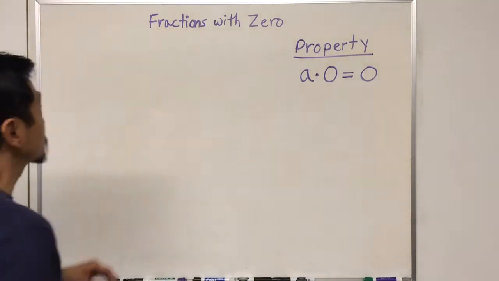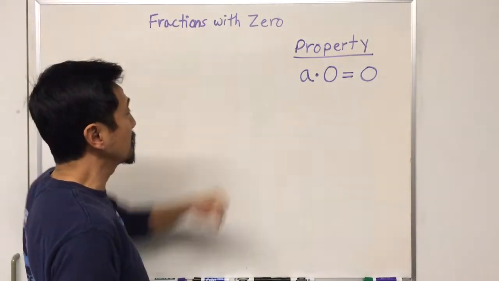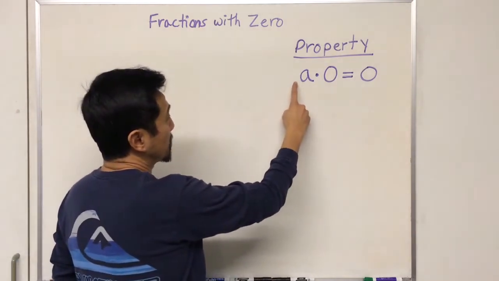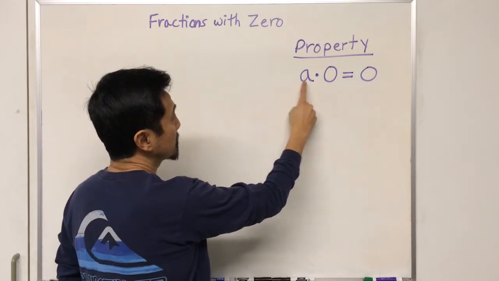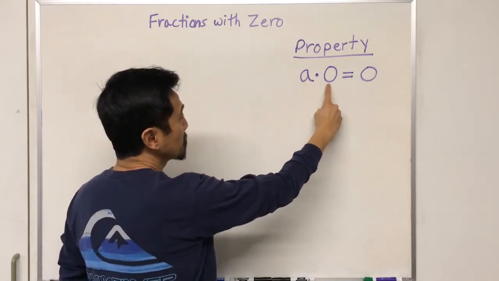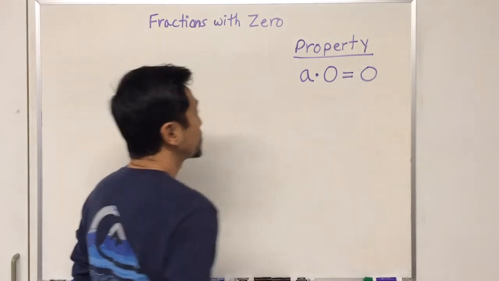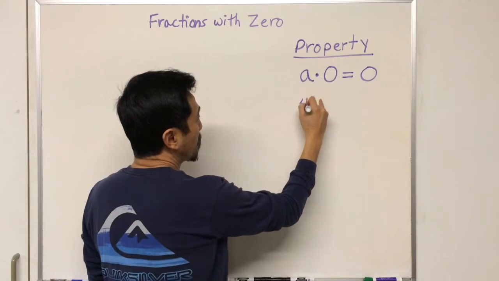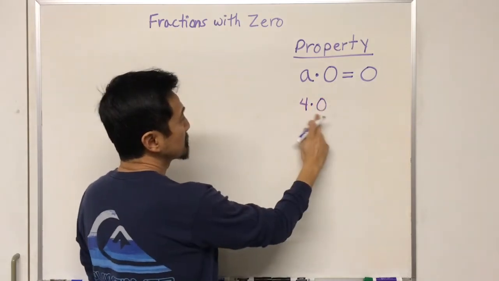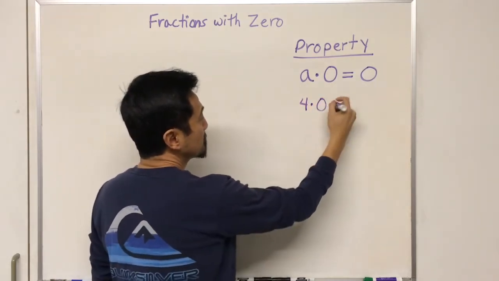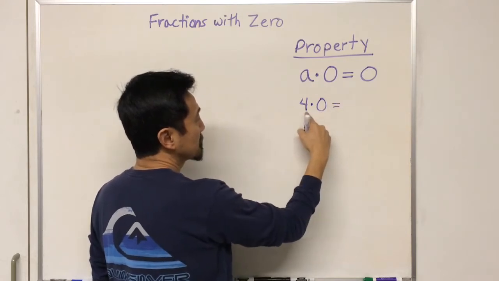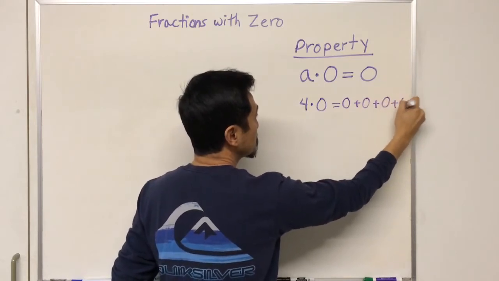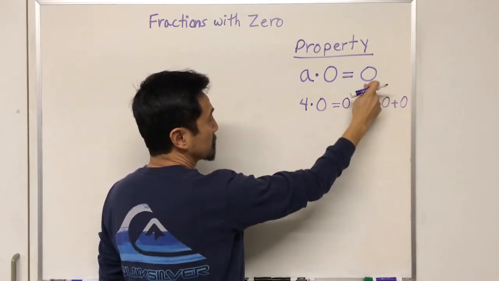Okay, class, we're going to discuss fractions with zero, but before I do that, let me just remind you that we have this property of real numbers, and it says that any number multiplied with zero would equal zero, okay? So, for example, if I had 4 times 0, then this is repeated addition. This means that 0 would be added with itself 4 times. So that would be 0 plus 0 plus 0 plus 0. And then, of course, that's going to equal 0.